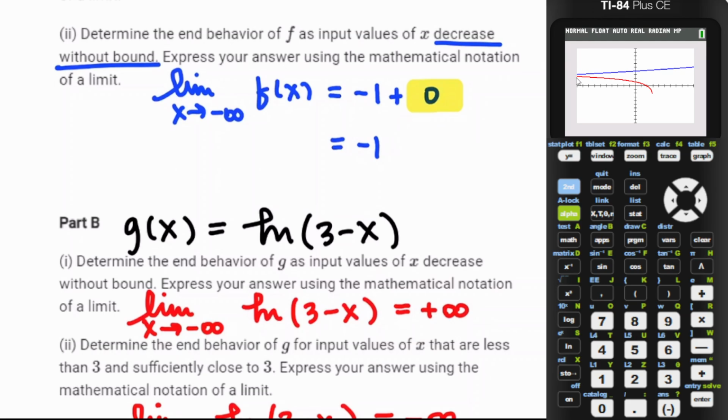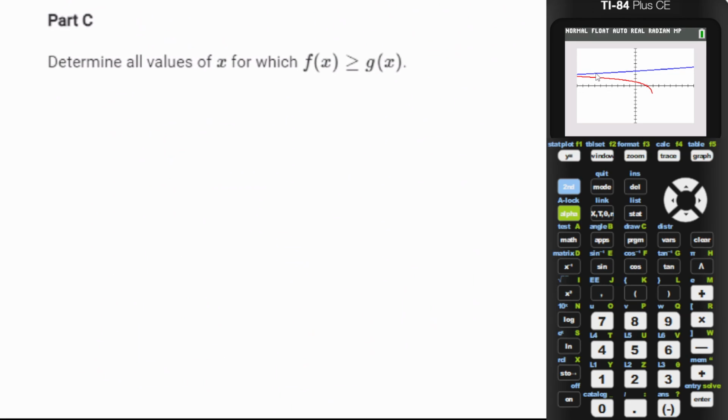All right, so I need to figure out where f is greater than or equal to g. Yeah, so that's going to be where the blue curve is above or equal to the red curve. And so I'm going to need to be seeing over here to the left of what I can.